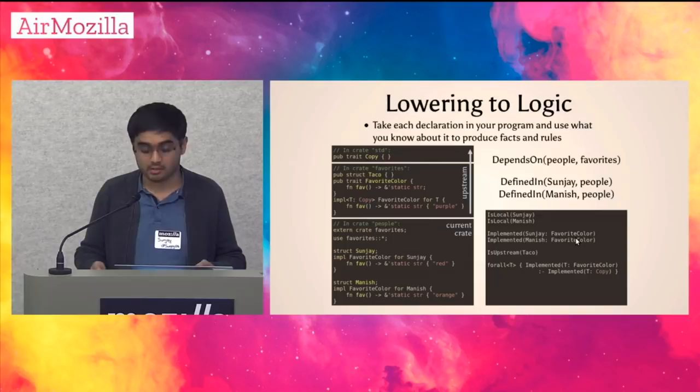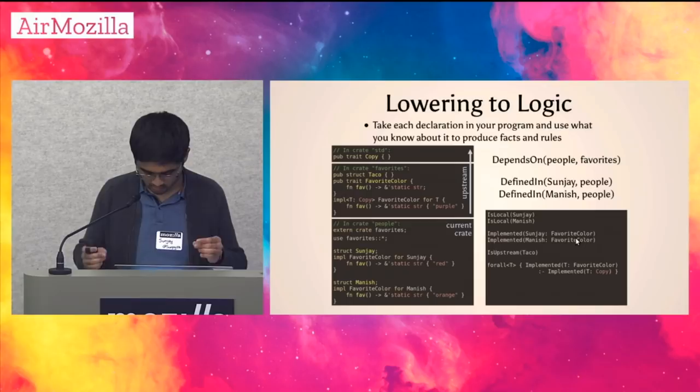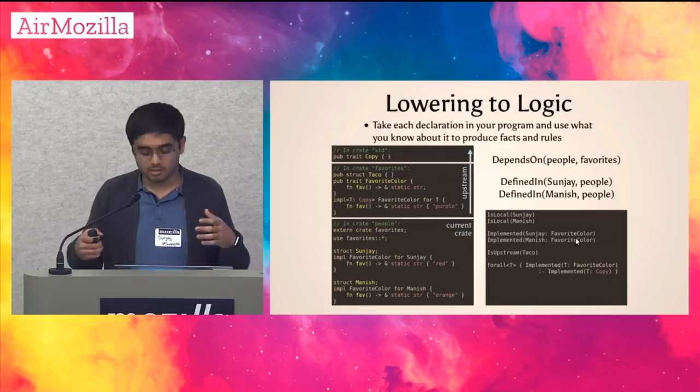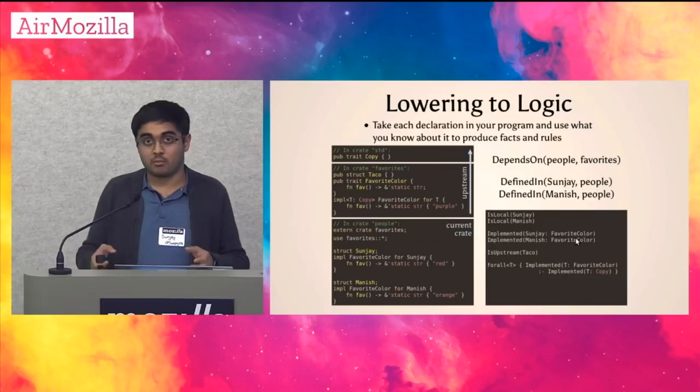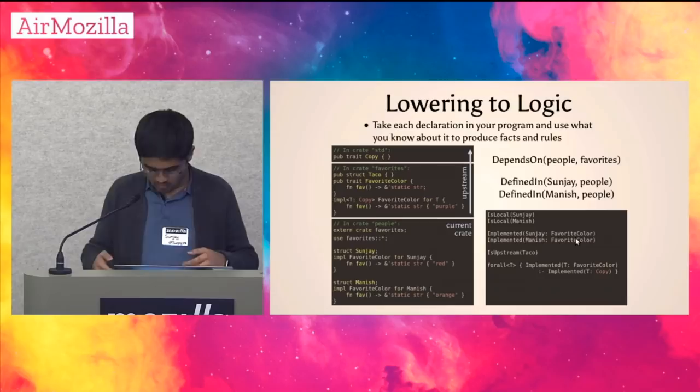We lower the two implementations of the FavoriteColor trait by adding two facts using the implemented predicate. The Taco type, which is defined in the crate that the current crate, the people crate, depends on, is an upstream type. We can lower it to represent that with a fact that uses the isUpstream predicate. Notice that each of these predicates represents a concept that we can clearly see in the code. The reason that any of these exist at all is because we decided that they're important, and we decided that there's something that we needed to use in order to model whatever we're modeling. We literally could have created any predicates at all based on what's in the program.